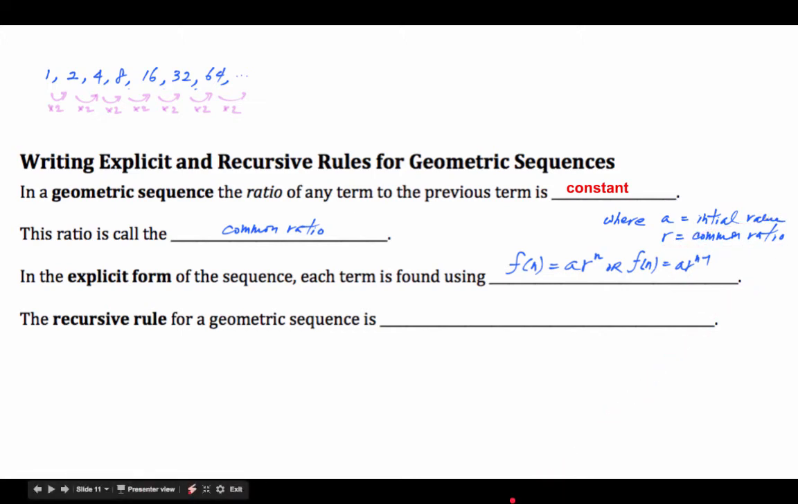Now, in a recursive form, we basically multiply the previous one. f of n is whatever the previous term is, which is expressed as f of n minus 1, times the common ratio of r. And we define the first term as either f of 0 is equal to a, or f of 1 is equal to a, depending on where we start the count, either with a 0 or 1.